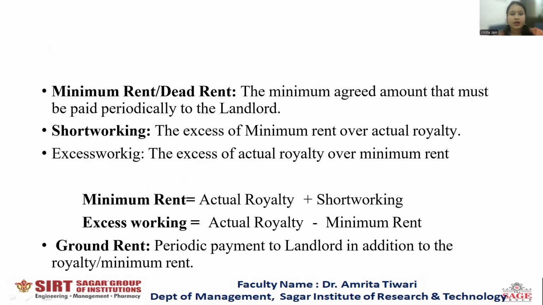Minimum rent, or dead rent, is the minimum agreed amount that must be paid periodically to the landlord. Short working is the excess of minimum rent over the actual royalty. Excess working is the excess of royalty over the minimum rent. Minimum rent is equal to the actual royalty plus short working. Excess working is actual royalty minus minimum rent. Ground rent is the periodic payment to the landlord, additional to the royalty or minimum rent.